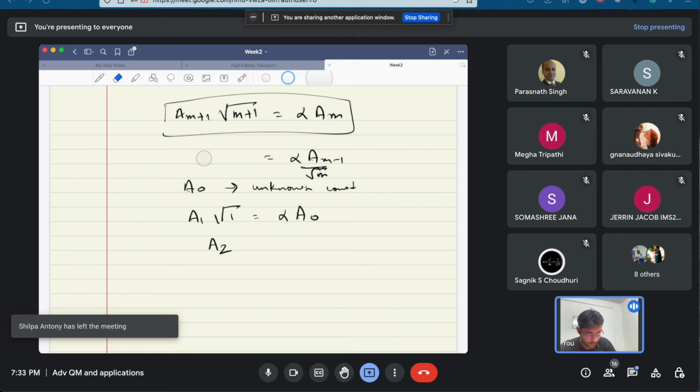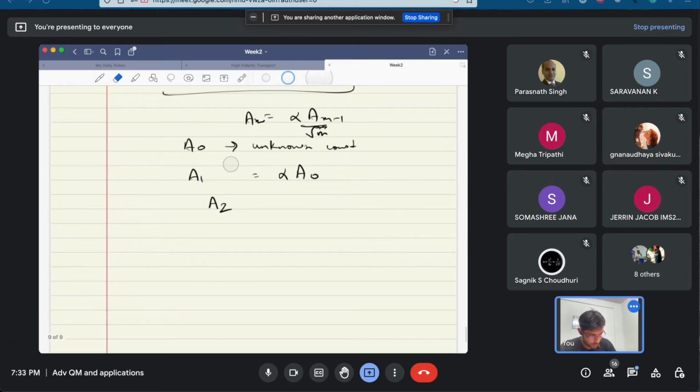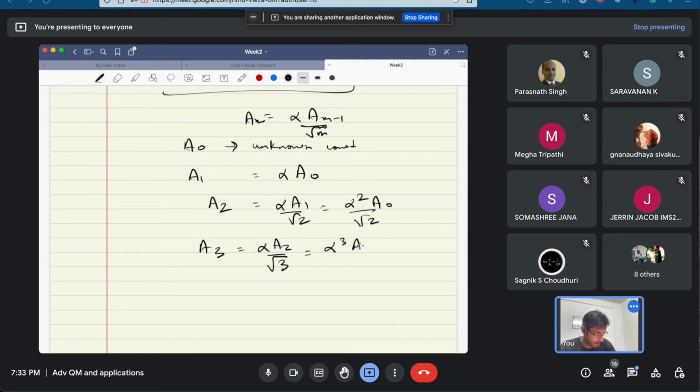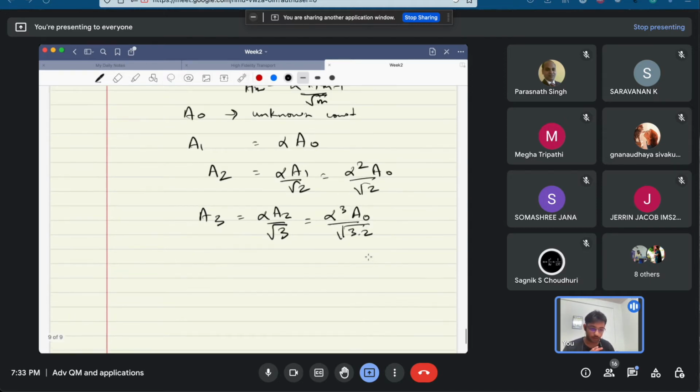so you have am here. Okay, so this is fine. So a2 will be alpha a1 over root 2, and we found a1 in the previous line, so it is alpha squared a0 by root 2. Similarly for a3 we have alpha a2 by root 3, which gives rise to alpha cubed a0 upon root 3 into 2. So you can see the relation here.